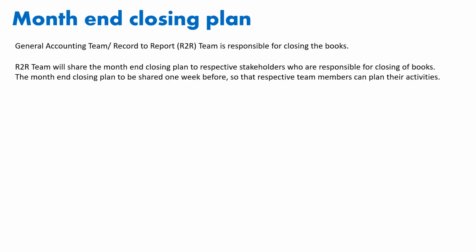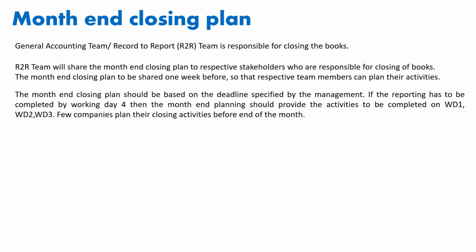The month-end closing plan is to be set 1 week before so that respective team members can plan their activities. The month-end closing plan should be based on deadlines specified by the management. So it depends on the management. Few management may require the result on first working day. Few management may give a few more extra days, like fourth working day, fifth working day. So based on the management's requirement, you have to plan your closing plan so that you should not rush on the last day to prepare something, right?